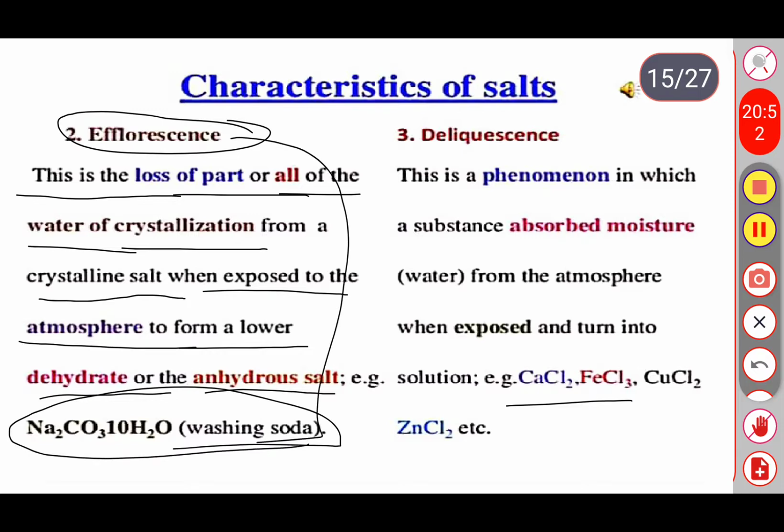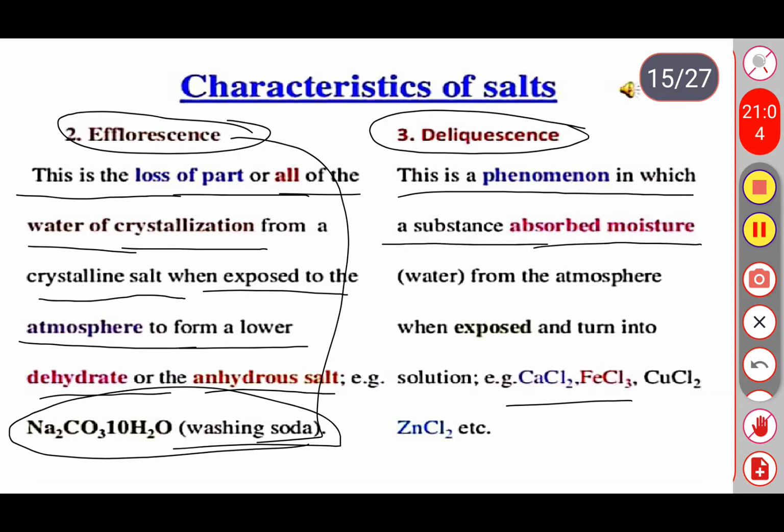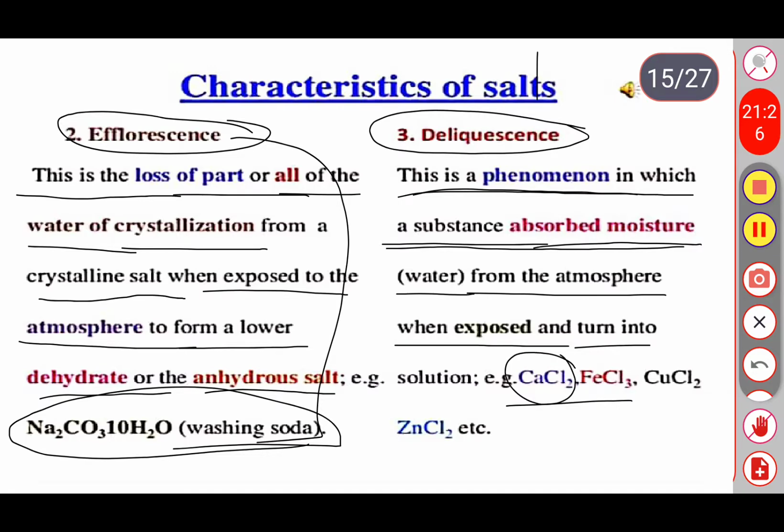Third one, deliquescence. This is the phenomenon in which a substance absorbs moisture or water from the atmosphere when exposed and turns into a solution. Some of the examples given here: calcium chloride, ferric chloride, copper chloride, zinc chloride. So these are some of the examples.